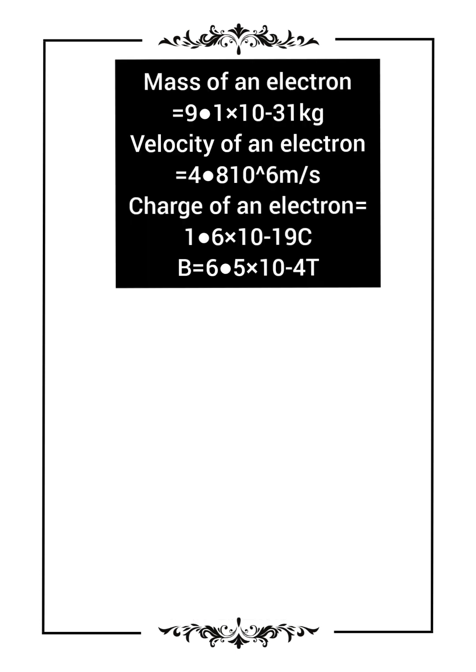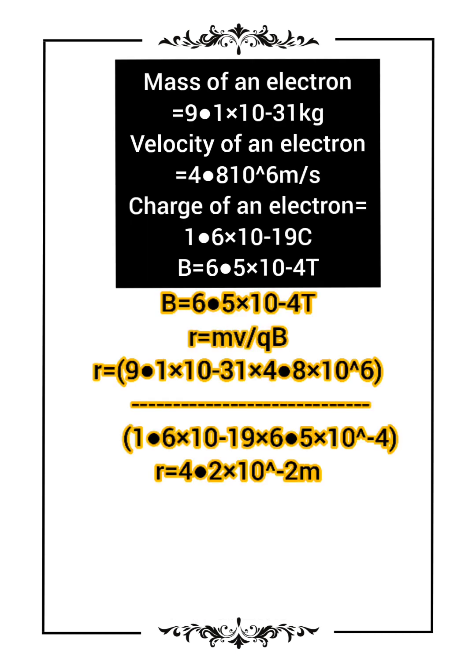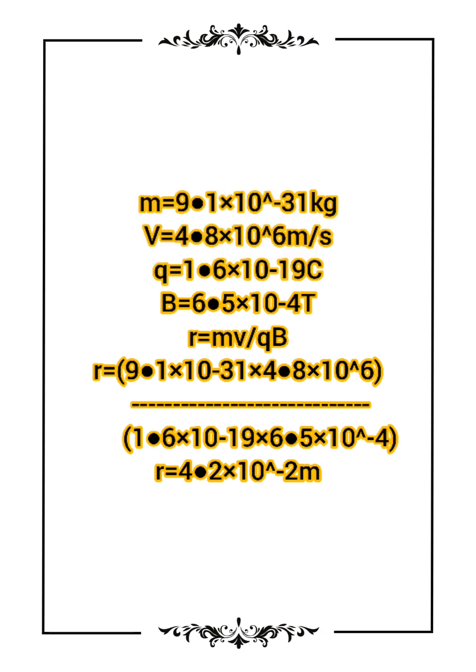On substituting the mass of an electron, velocity of an electron, charge of an electron and the given magnetic field in the relation R is equal to mv by qB, we will get the radius of the orbit R is equal to 4.2 × 10^-2 meters.